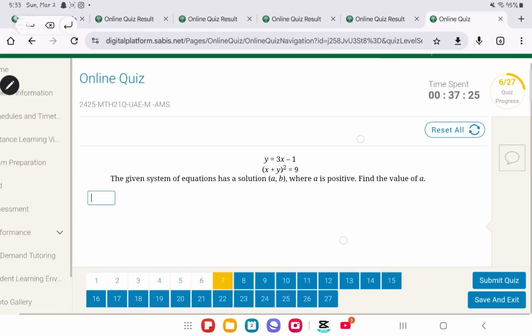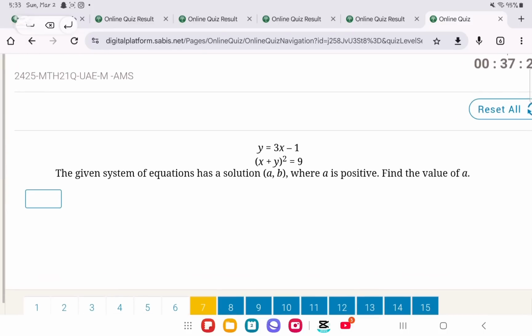We'll move on to question number 7. The given system of equations has a solution AB where A is positive. They need us to find the value of A. Very simply, we need to find the value of A. How do we do it? We have to keep y by itself. Why do we need to keep y by itself? Because A is what? AB is xy, so A is going to be x. So if we keep y as the subject of the equation, then x is going to be found, okay?